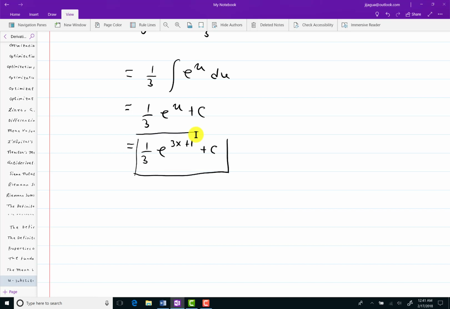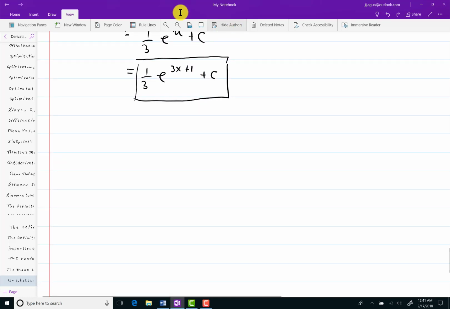What I'm telling you is in time, when you do integrals and you keep doing them, you're going to probably do u substitutions as almost the first thing you always do. Let's try another example.